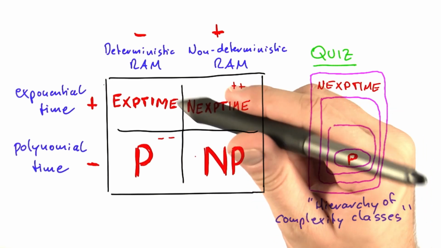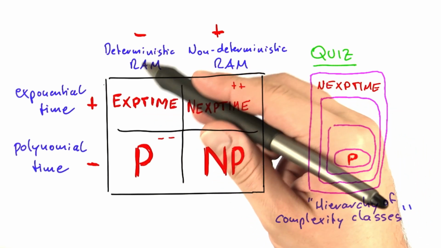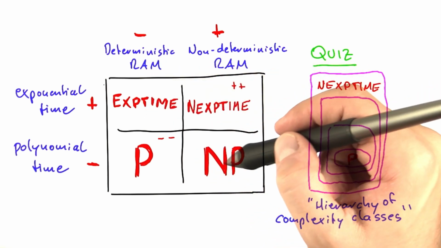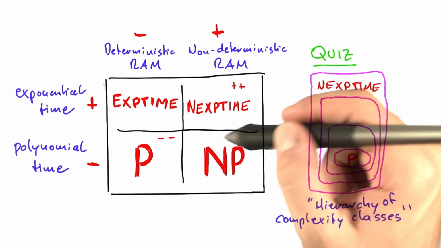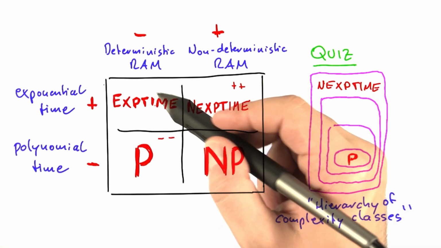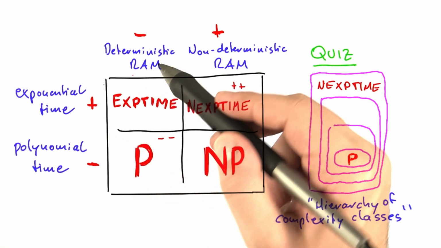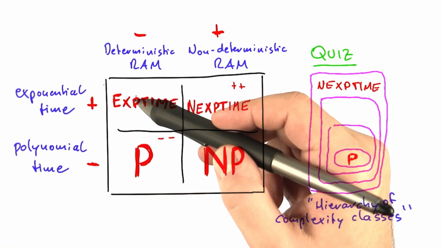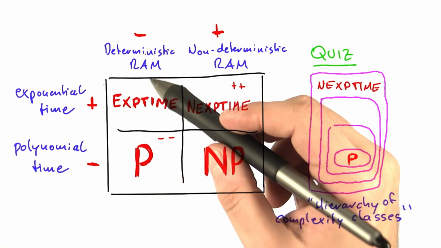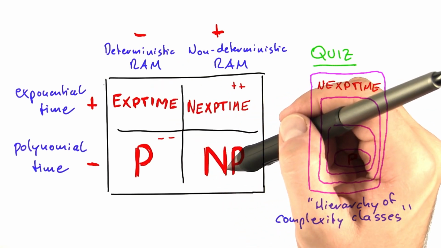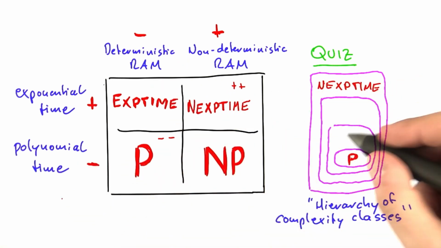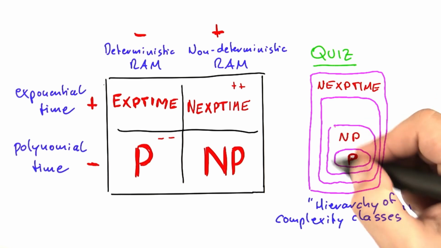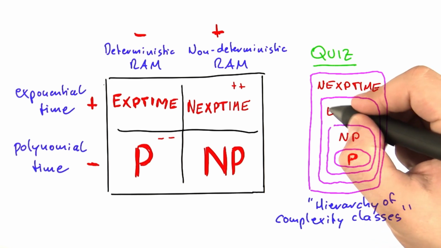Now, what about NP and exponential time on a deterministic machine? When we talked about non-determinism, we already found out that polynomial time non-determinism can always be simulated in exponential time determinism, which means that exponential time on a deterministic machine is at least as powerful as non-deterministic time on a polynomial time machine. So NP goes into the second circle here, and Exptime into the third.